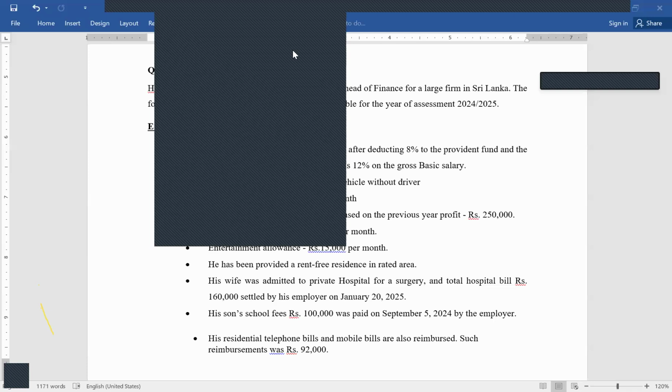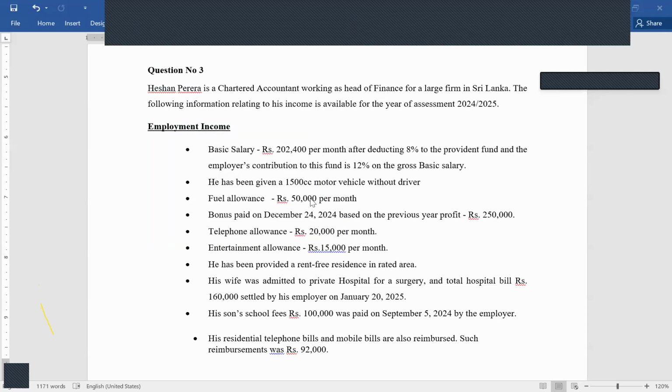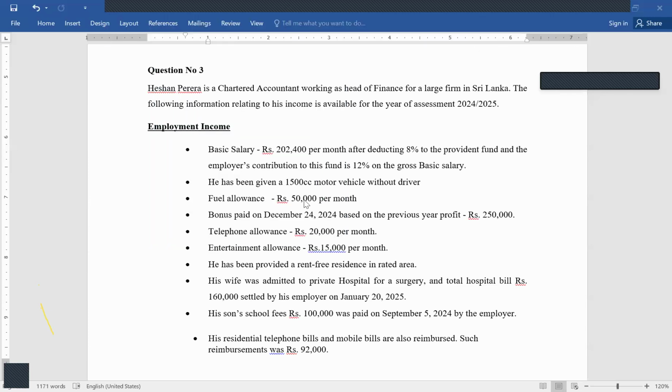Okay, that is good. Fuel allowance is given. So we cannot assume that fuel has been given with the motor vehicle. So we can assume that this is only the motor vehicle. Then 20,000 multiplied by 12.